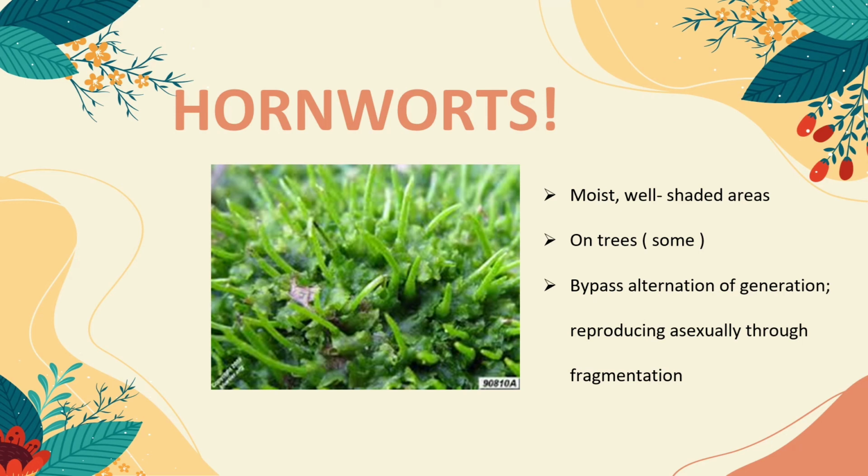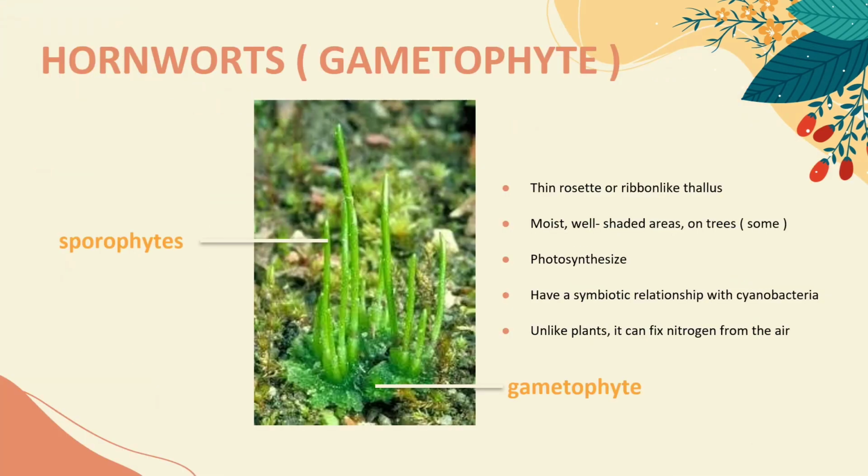Hornworts reproduce asexually through fragmentation to bypass the alternation of generations. So the picture below is the picture of hornworts, and as we can see from the picture, the gametophyte usually grows as a thin rosette or ribbon-like thallus between 1 and 5 cm in diameter.